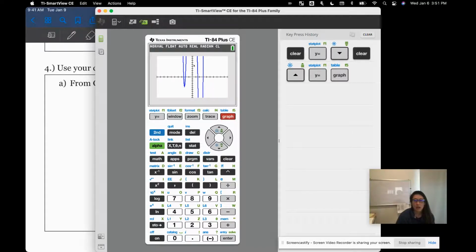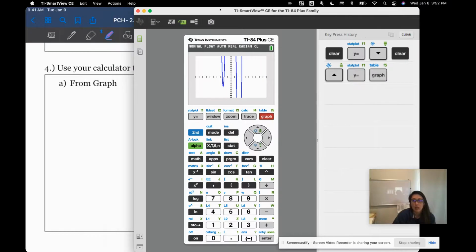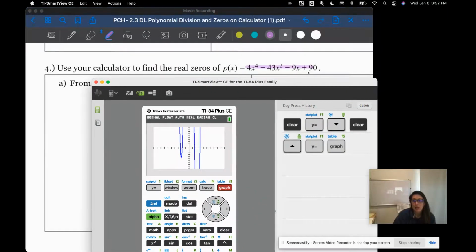And I notice my graph is in the window from -10 to 10 in the x and -10 to 10 in the y. And I noticed that really the graph zeros only happen between, if I switch the window to be from -5 to 5, I could still see the roots really well. And then I probably need to make the y values taller so that I can see the top curve of the graph. And one clue for me is that the plus 90 is the y-intercept.